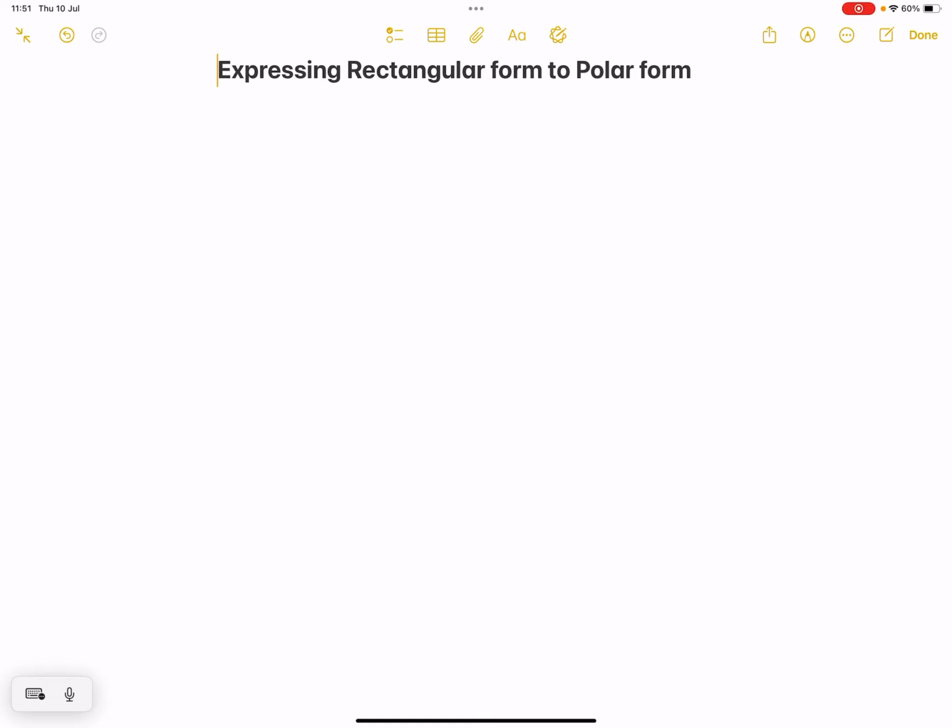So today we're going to be looking at the conversion between rectangular form and polar form, and also the other way around as well.